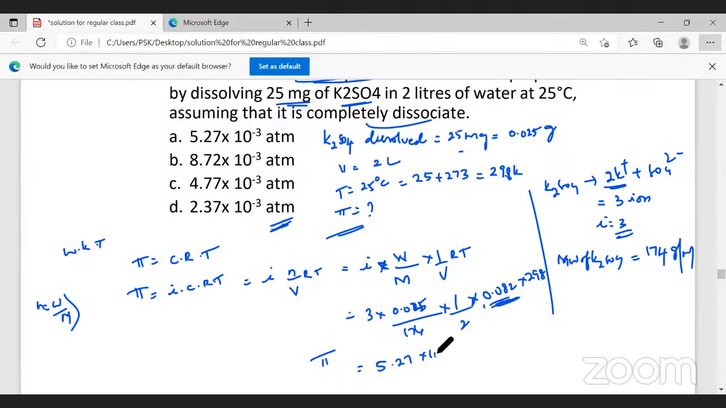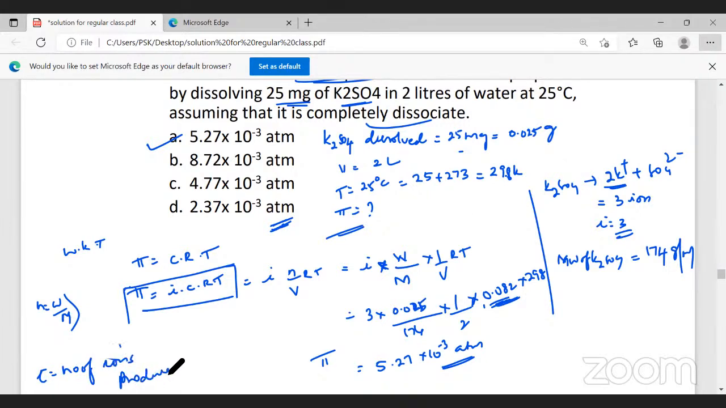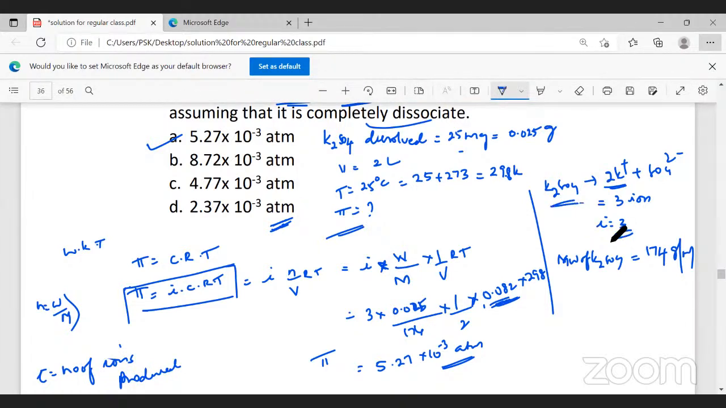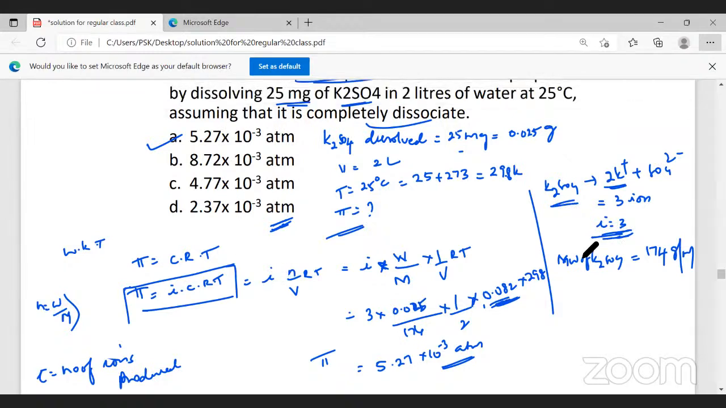On simplification, we get the osmotic pressure to be 5.27 into 10 to the power minus 3 atmospheres. Therefore, the answer for this question is option A. It's a simple formula, and we have introduced a term called i. i is called the Van 't Hoff factor. This i stands for the number of ions produced. So the number of ions produced by potassium sulfate is 3. Therefore, we take i as 3. I hope you followed this problem.